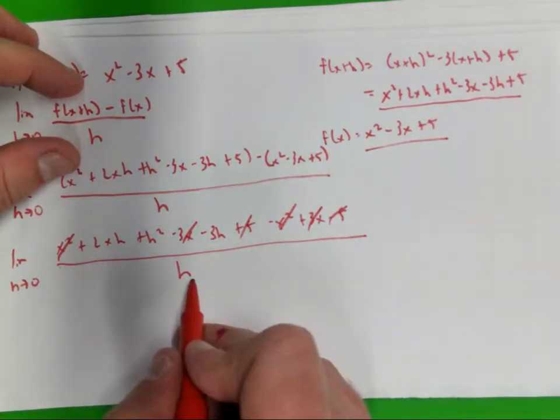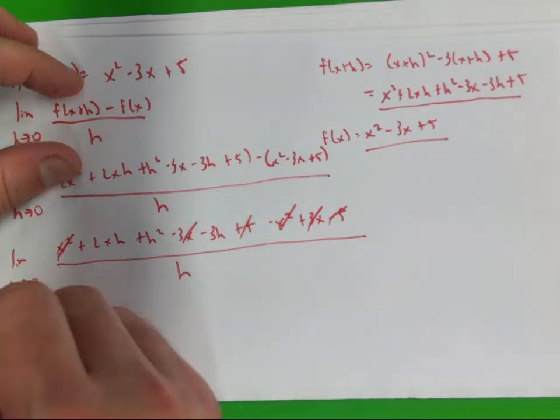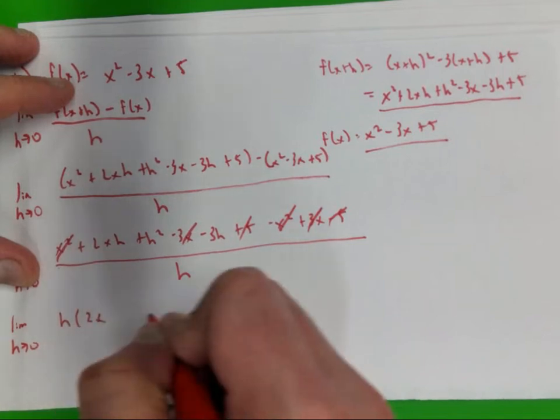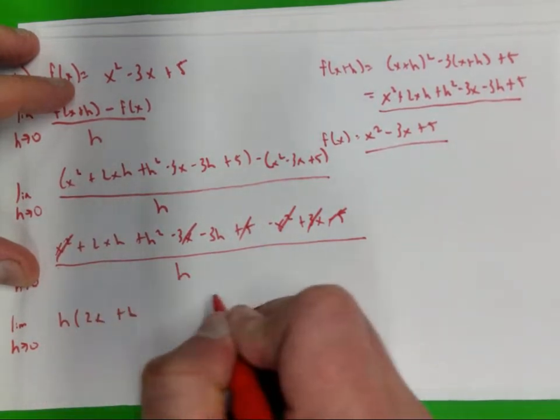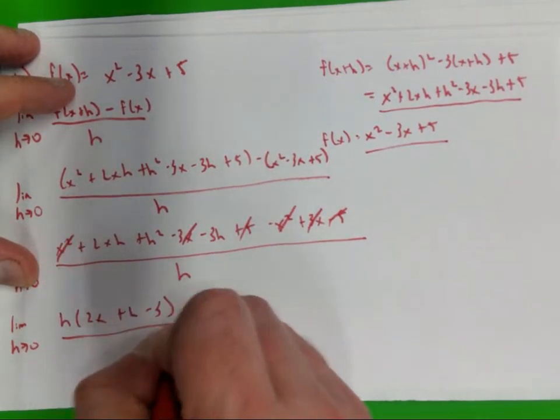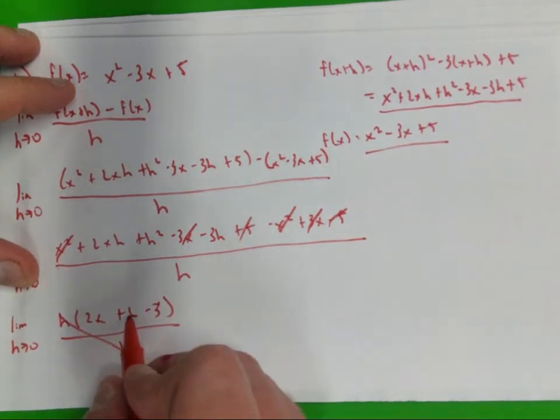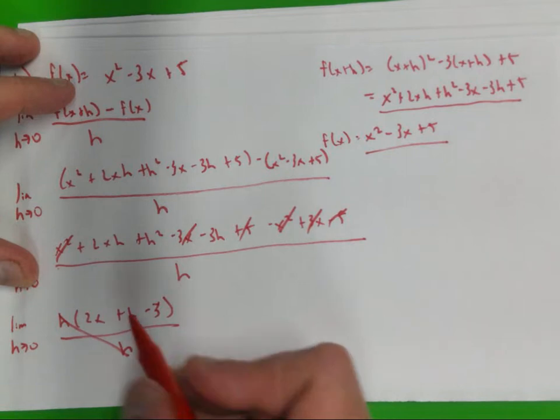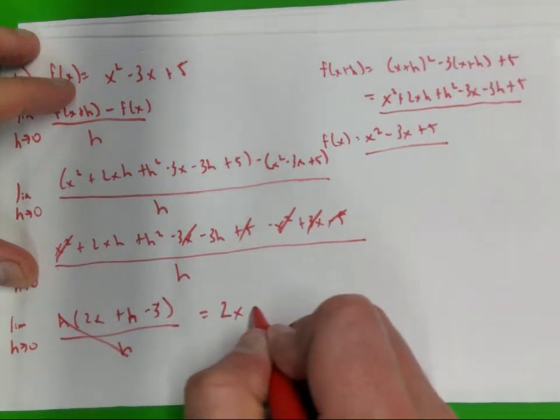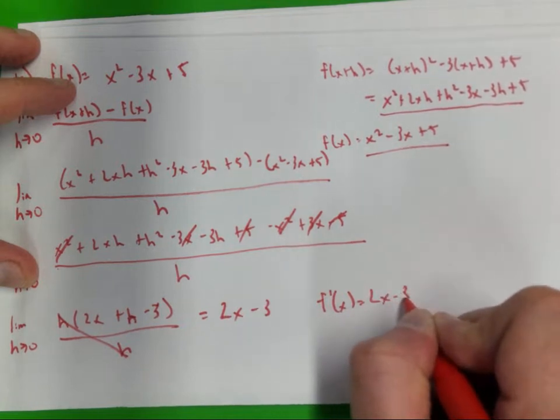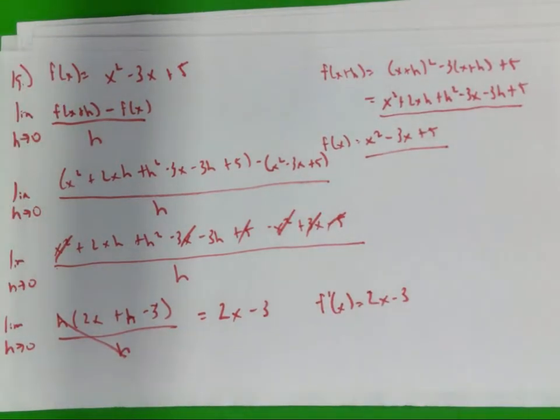Now I plug 0 in, I still get 0 in the denominator, so I factor. Take an h out, that leaves me 2x plus h minus 3 over h. Now those cancel out. I plug 0 in for h, not x for h, because h is approaching 0. So that gives me 2x minus 3. So my f prime, my derivative, my formula for my slope generator, is 2x minus 3.